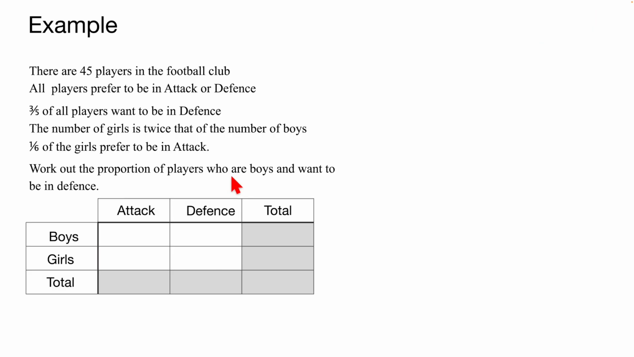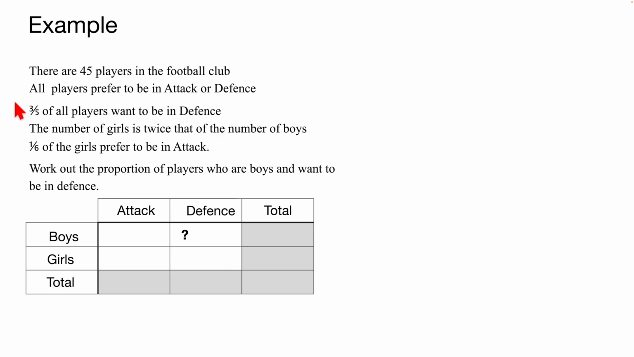Let's jump into one. Let's look at this example. We have 45 players and there are a few clues. They can be in attack and defence. They can be boys and girls. And we want to work out the proportion of players who are boys and want to be in defence. So we need to find how many are in defence and the total number of boys. So we're looking for these numbers here.